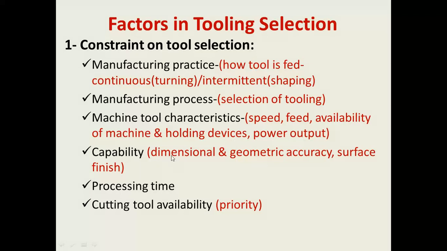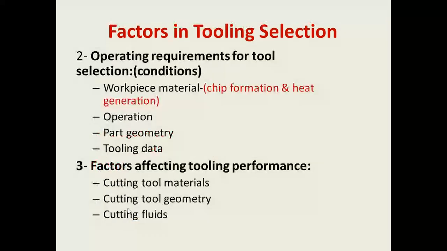Next, capability, that is dimensional and geometric accuracy and surface finish. Then processing time, cutting tool availability. Based on the priority, we have to select the cutting tool. So these are the constraints of tool selection.